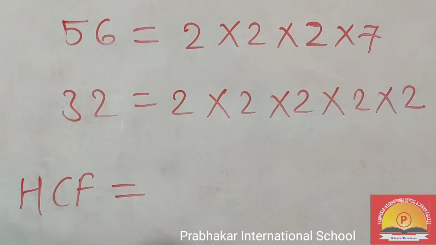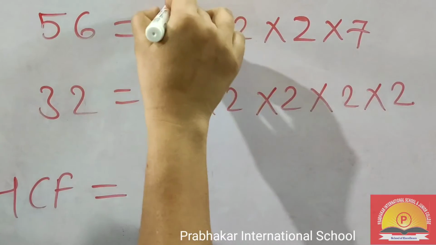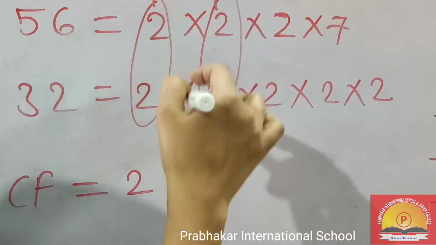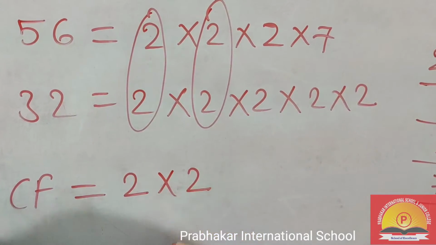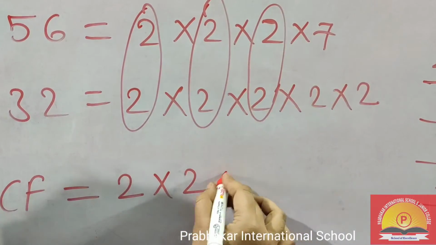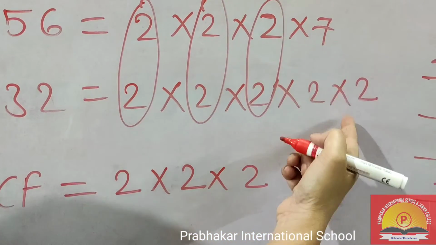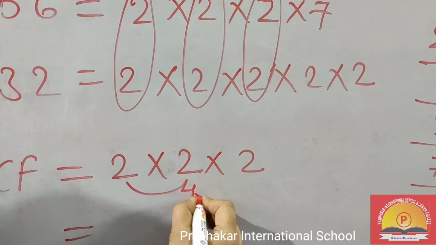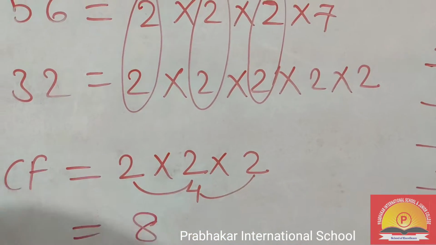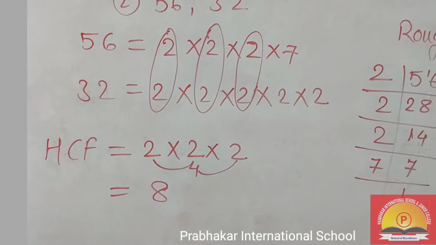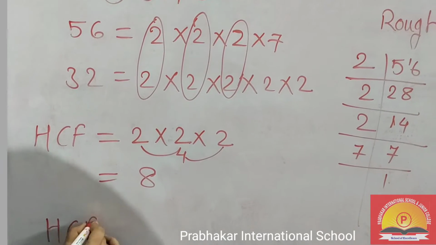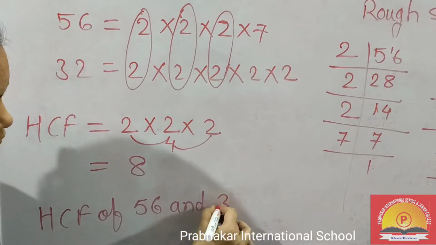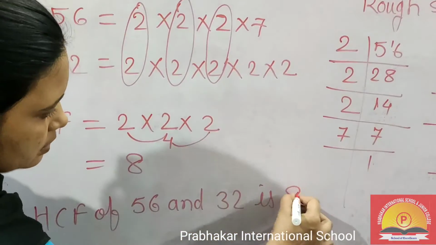So HCF equal to, you can see here, this is the common pair. Out of that, okay, now again one common pair, out of that one we will take, again common pair, out of that one we will take. Now nothing is common here. Okay, multiply 2 2s are 4, 4 2s are 8. So HCF of 56 and 32, you can write like that. HCF of 56 and 32 is 8.